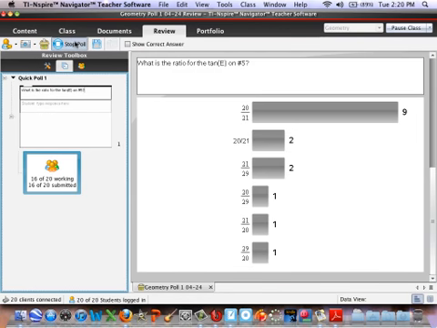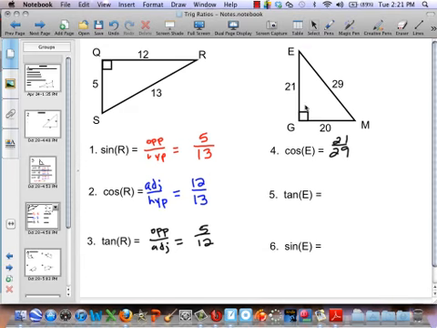All right, here we go. What did we come up with? 20 over 21. Do we agree? Yep. All right, tangent is opposite over the adjacent, so therefore it is 20 over 21.